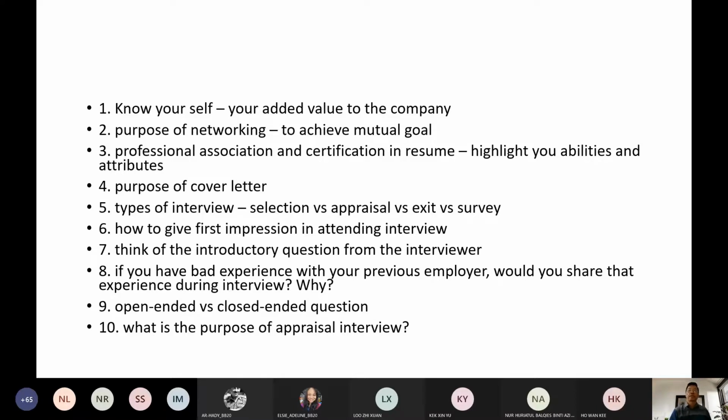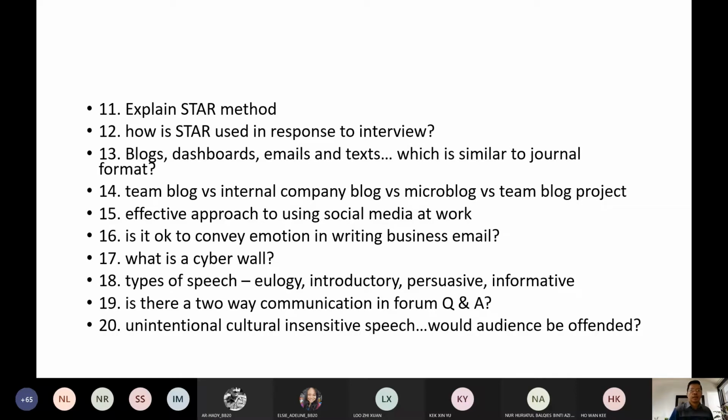Okay. I also share with you the STAR method. Go back to your notes, the STAR method. There's going to be a question on the STAR method. What is STAR? S-T-A-R. Refer back to your notes. And how do we apply this STAR approach or responses during an interview? What is the difference between blogs, dashboards, email, and text? And how are all these similar or different to journal format?